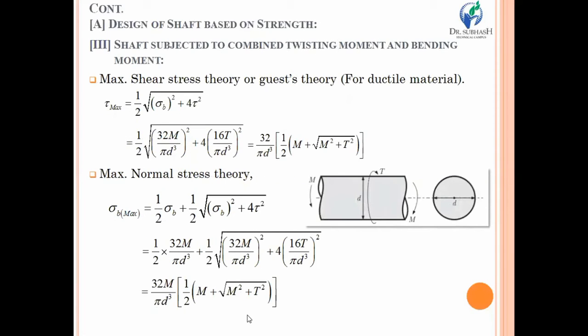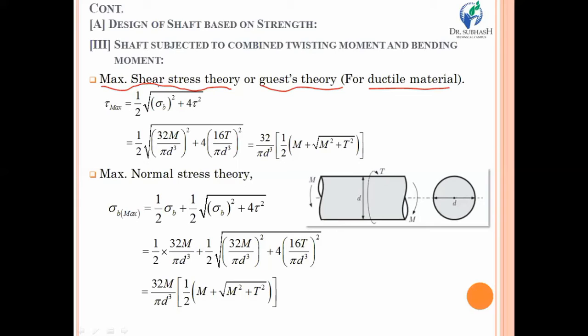Then after, as I said earlier, in some specific cases you have to take care of the combined effect of twisting and bending moment. So at that time, you have to refer to criteria number 3, and that is shaft subjected to combined twisting and bending moment. So for that, as we have already discussed in previous video lectures, if you have to take care of a combined effect, just go through failure theory. There is one famous theory, and that is the maximum shear stress theory or Guest's theory, which is used specially for ductile material.